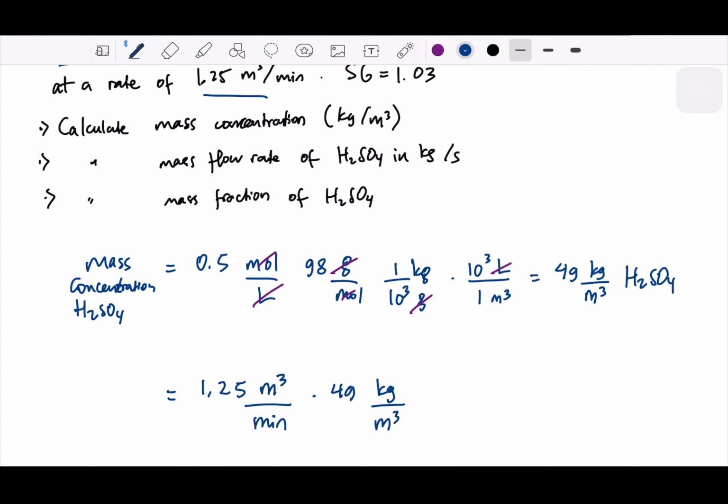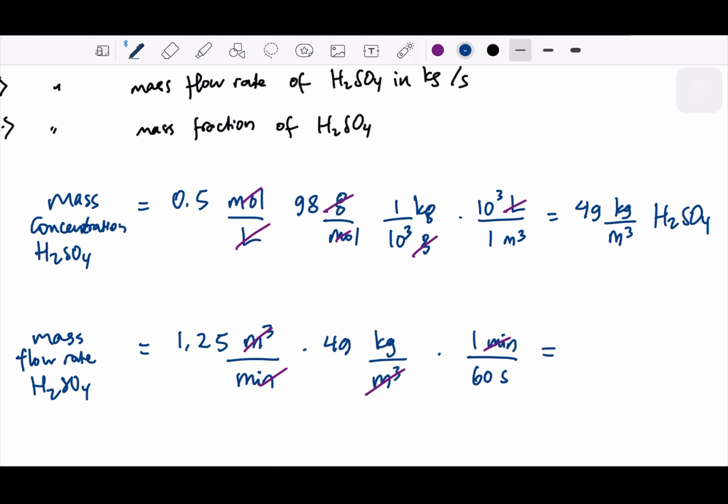And you see that we are just observing the units. And then we can convert the minute to seconds. So 1 minute converts to 60 seconds. And then we can have the cancellations, and this is what we get. This is the mass flow rate of the sulfuric acid. So this will be 600, should be one something.